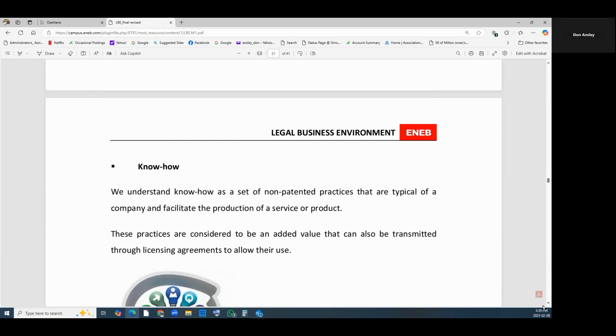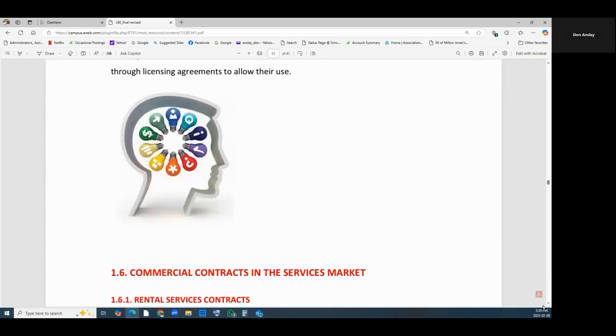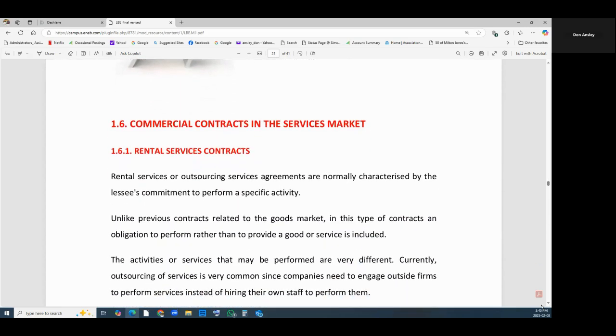We understand know-how as a set of non-patented practices that are typical of a company and facilitate the production of a service or product. These practices are considered to be an added value that can be transmitted through licensing agreements that allow their use. Now we get to commercial contracts in the services department. For example, rental services contracts.